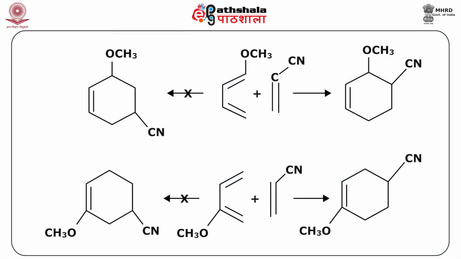The third example is the Diels-Alder reaction. Regioselectivity in cycloaddition reactions such as the Diels-Alder reaction can be observed here. Here you can see only one kind of product is formed, not the other. So the Diels-Alder reaction is a great example of regioselective reactions.